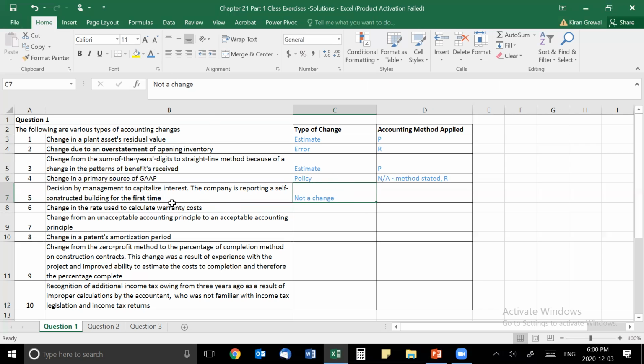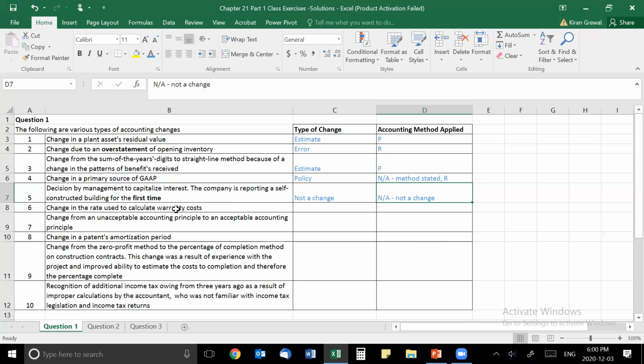So none of those 3 types of changes would apply here. And in this case, it's NA because it's not a change. So in this case, just going forward, you would just capitalize your interest. So just make sure that you're not confusing something that's a change in policy with a new policy.